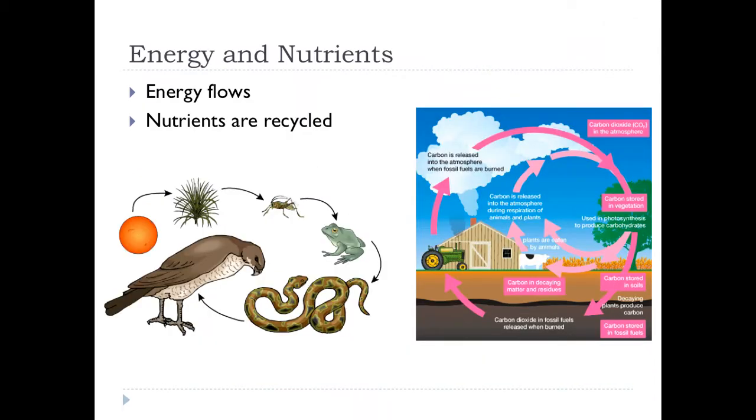I want to switch gears a little bit here to talk about energy and nutrients in ecosystems. So one really important thing to remember is energy flows through ecosystems. There is an input, it goes through the ecosystem, and it leaves that ecosystem. Nutrients, on the other hand, things like carbon and oxygen and water, are recycled. They cycle through the ecosystem, and they don't really leave. Now, they might leave one ecosystem and go to the next, but they're not leaving Earth.